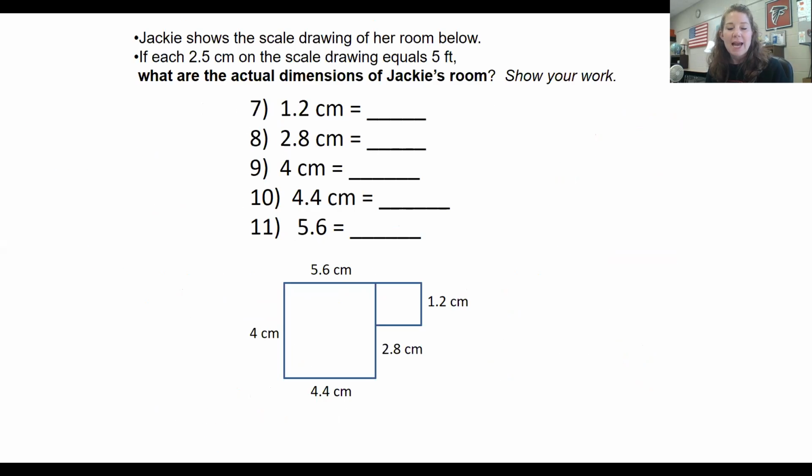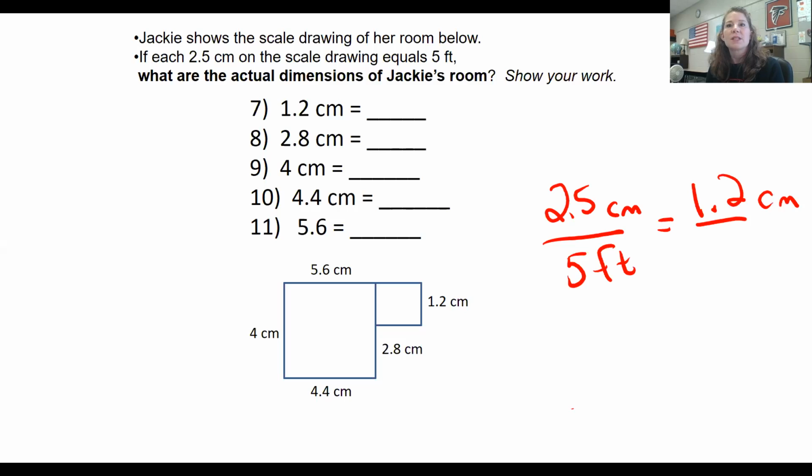All right, and so finally we have a picture, what looks like maybe a blueprint or a floor plan, and it tells us that each 2.5 centimeters on the scale drawing equals 5 feet. So what are the actual dimensions? Our first ratio is going to be the same for all of them. We're going to use 2.5 centimeters to 5 feet is equal to, well, these are all centimeters, right? So we're going to put the centimeters on the top of both ratios. And our unknown is our feet.